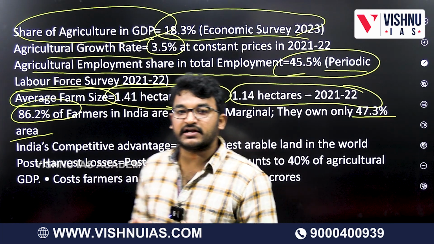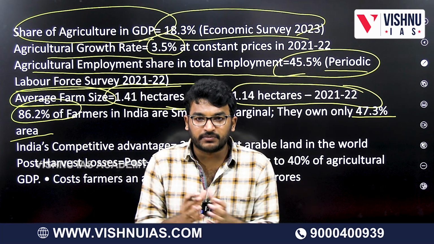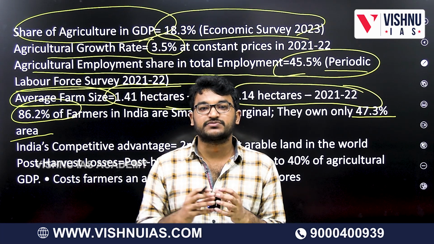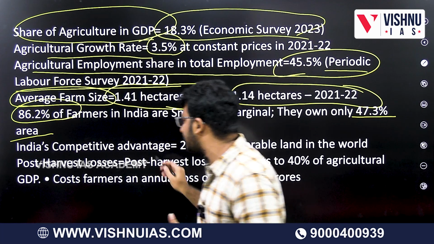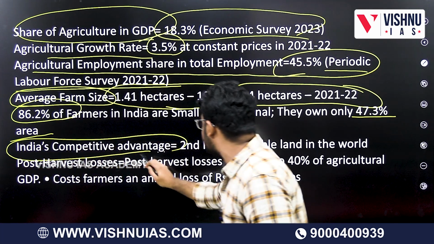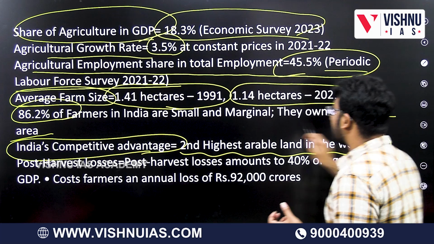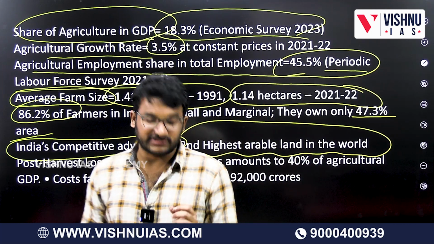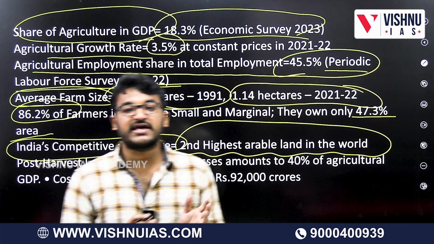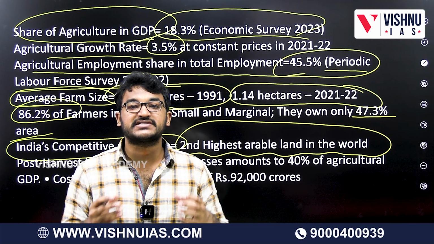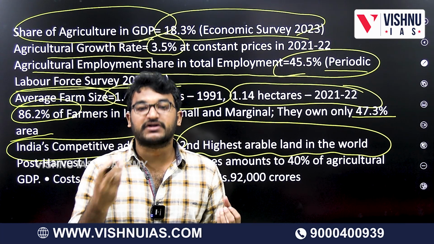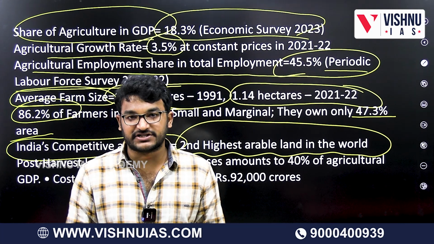Next, regarding agro-climatic zones answers or the importance of Indian agriculture, you can quote this data, which speaks of India's comparative advantage: India has the second highest arable land in the world. This means we have a lot of fertile land useful for growing crops. Of course, this is an advantage for us.